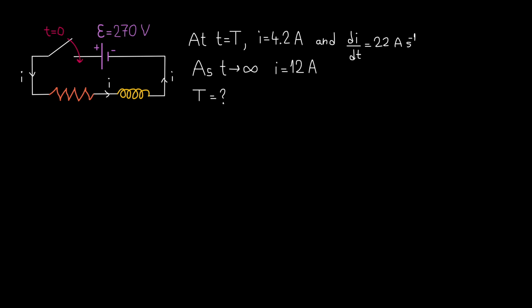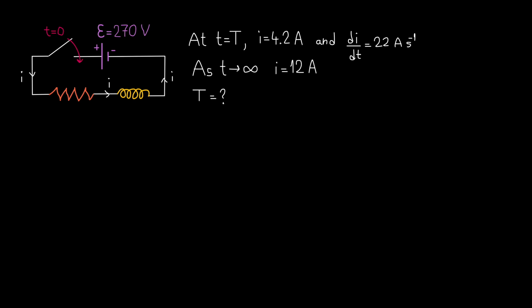A resistor and an inductor are connected in series along with an EMF source of constant voltage. So this is an RL circuit. The circuit starts at t equals 0. The switch is closed at t equals 0.